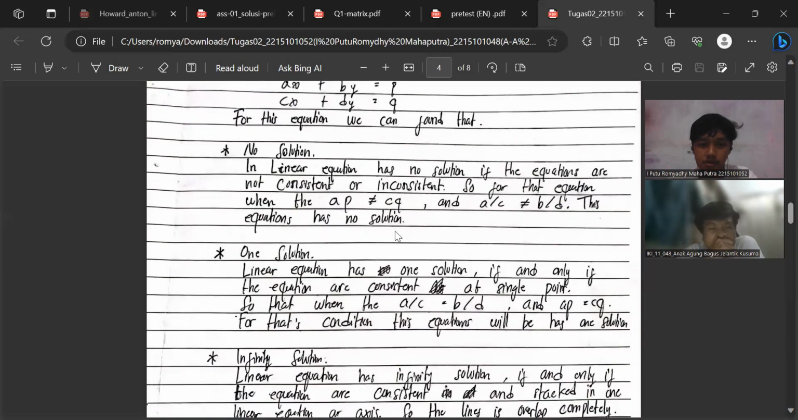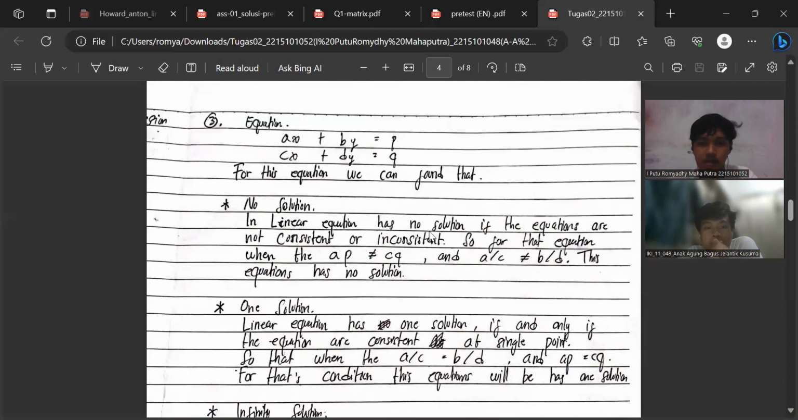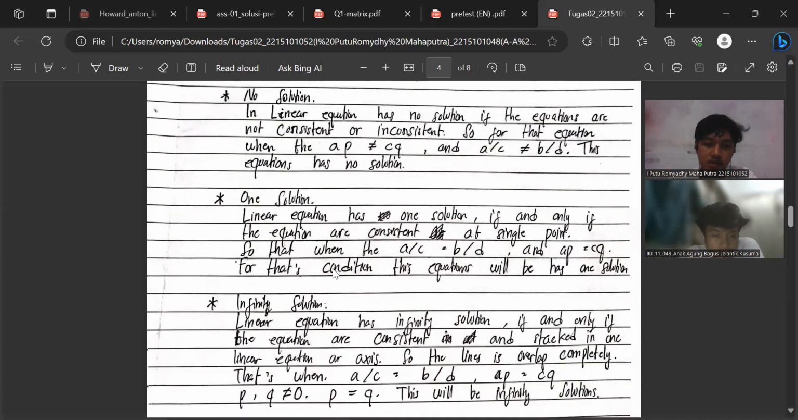And then one solution: if and only if the equations are consistent at a single point. For example, in here a and c have the same value and here they are different, so we can find one solution because we can eliminate a and c in here. That's called one solution, and this equation has one solution. Again, the last one is the infinite solution.